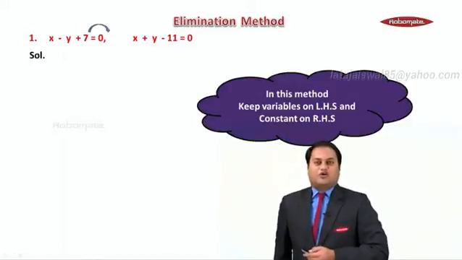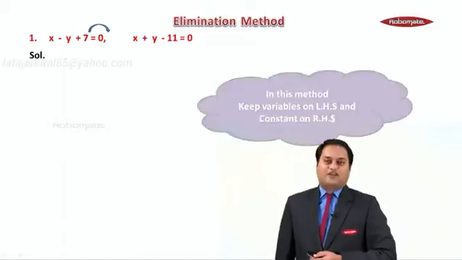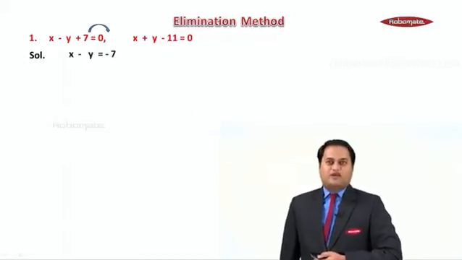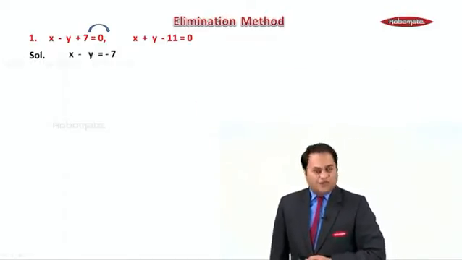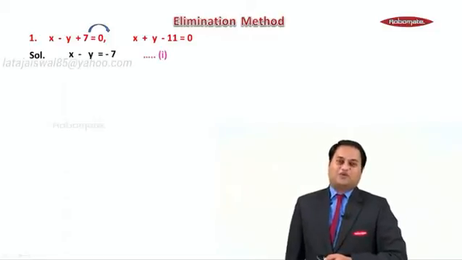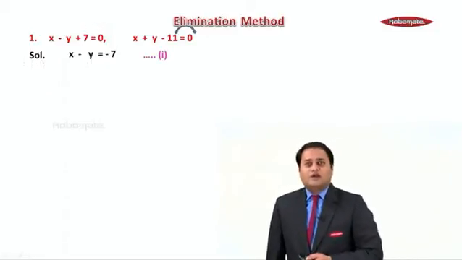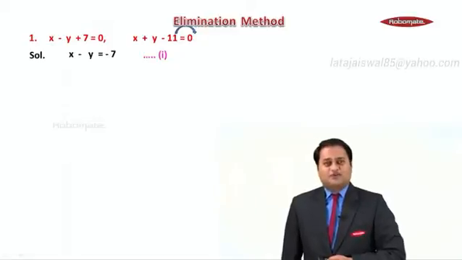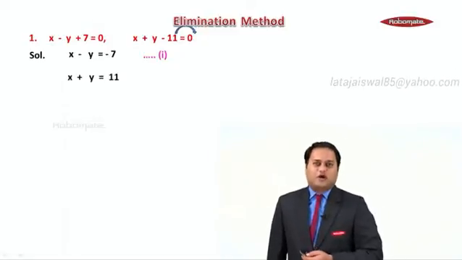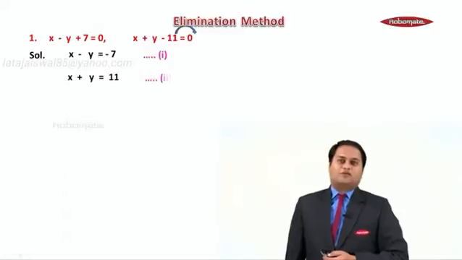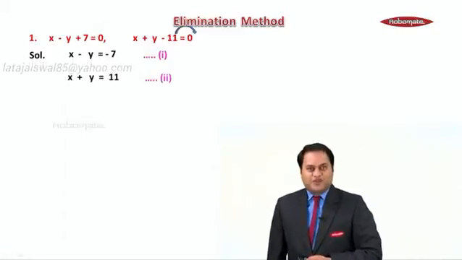So let us shift the constant 7 to the right hand side. We get x minus y is equal to minus 7. Don't forget to number this as equation number 1. Similarly, let's shift this constant minus 11 to the other side. We get x plus y is equal to plus 11. Number this as equation number 2.